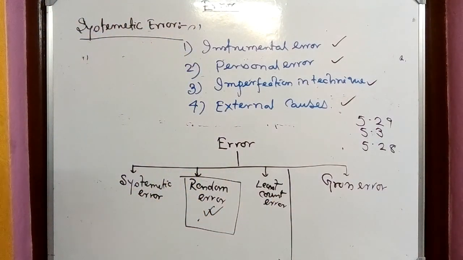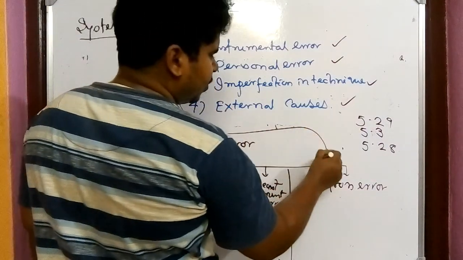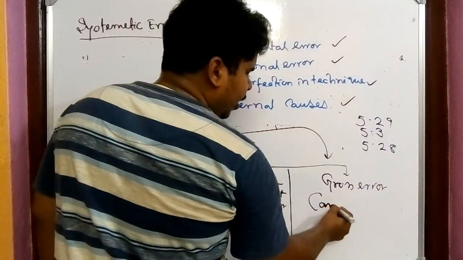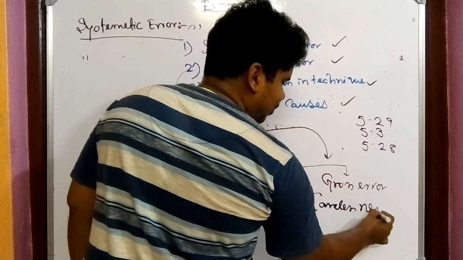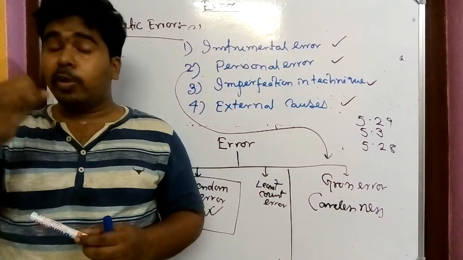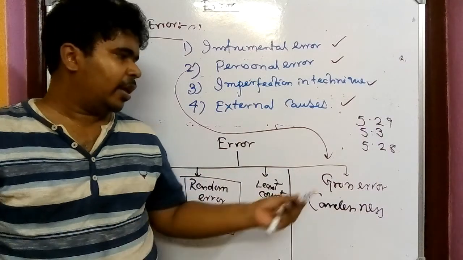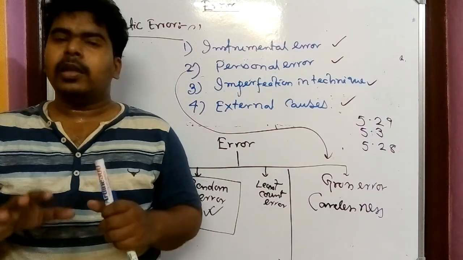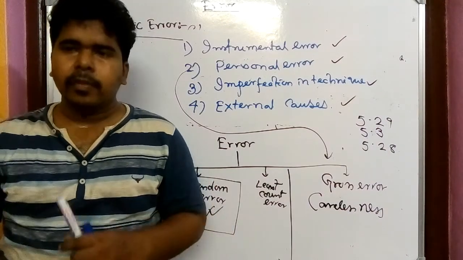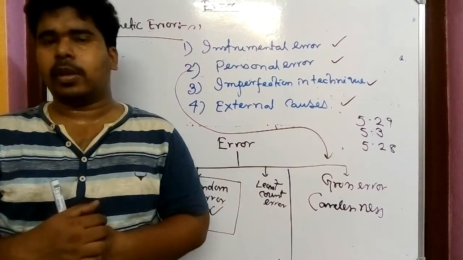And gross error. Again, gross error is nothing but a personal error. It is one kind of personal error, and it happens due to carelessness. Whenever you have to do any experiment, you have to be more careful. If there is some carelessness in the experiment, then gross error comes, and that error cannot be solved. So whenever you do an experiment, you should be more cautious about it.